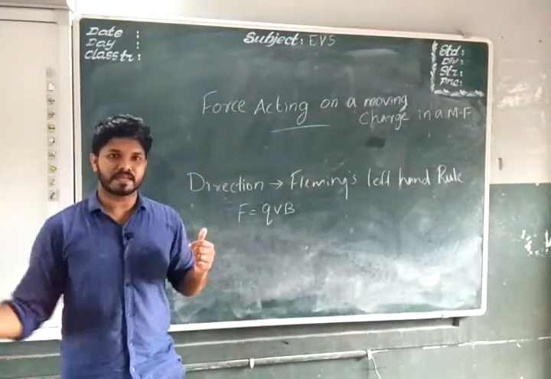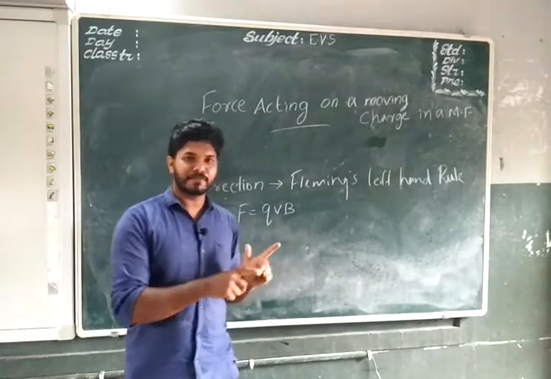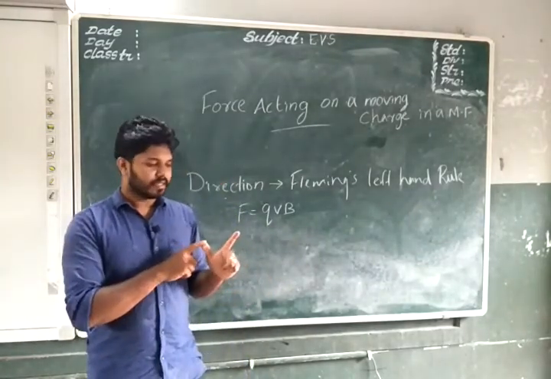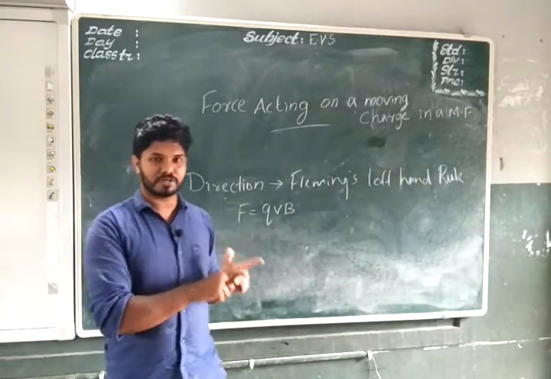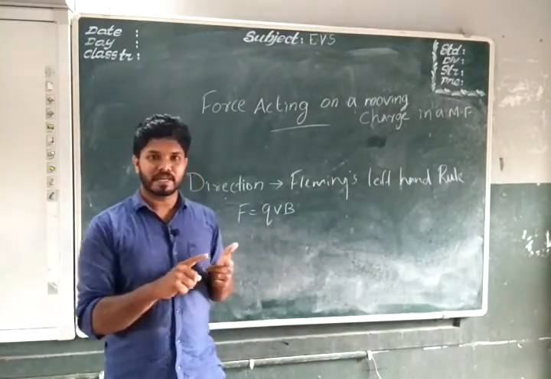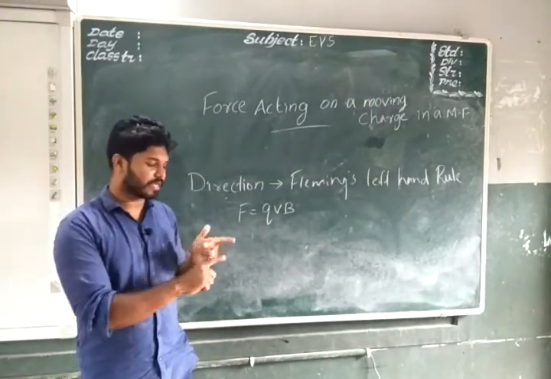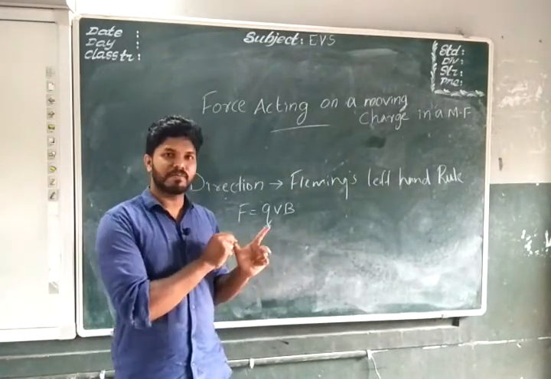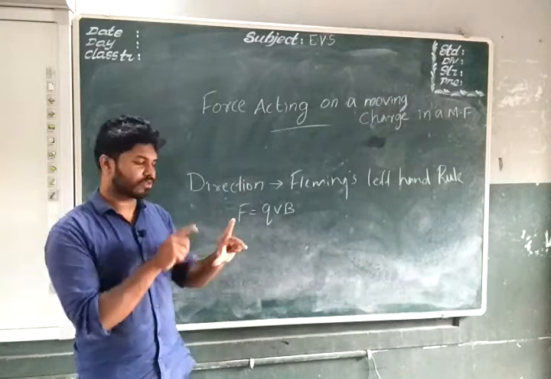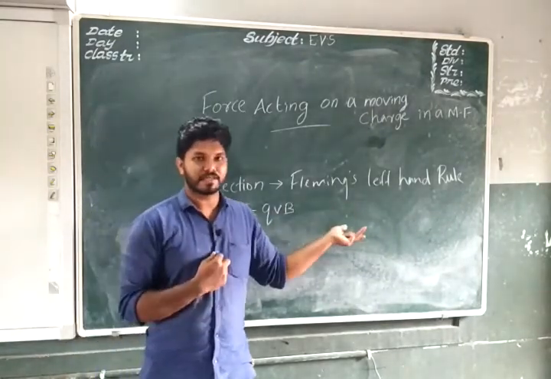What was Fleming's left hand rule? We have to stretch our left hand as such. Forefinger, middle finger and thumb are mutually perpendicular to each other. Then the forefinger will show us the direction of magnetic field. The middle finger or central finger will show us the direction of current. The thumb will show us the direction of force. So the direction of force is given by Fleming's left hand rule.